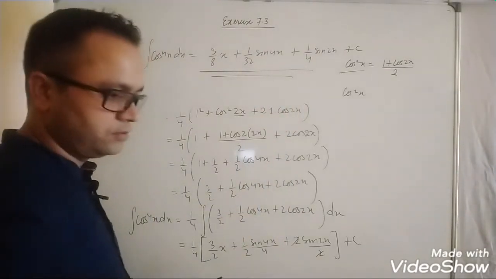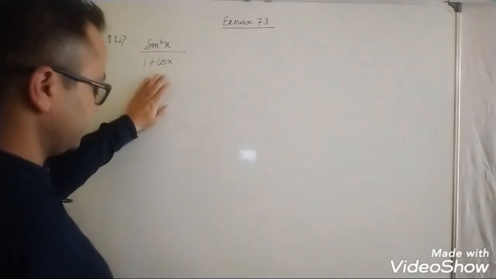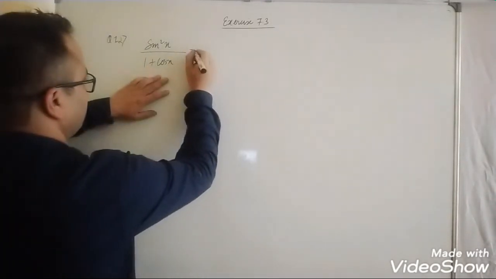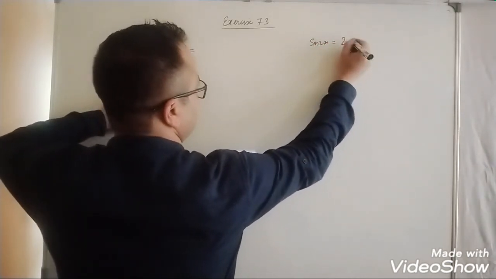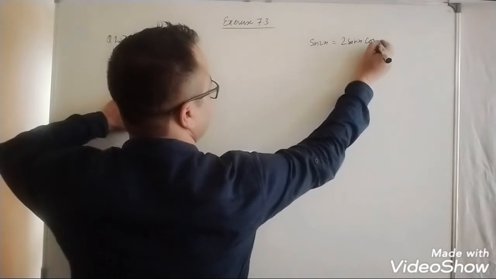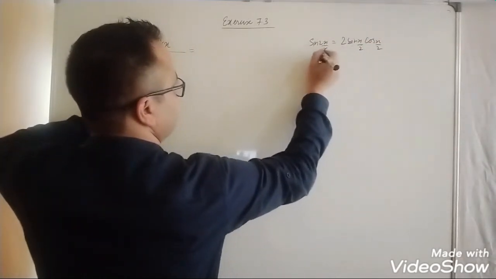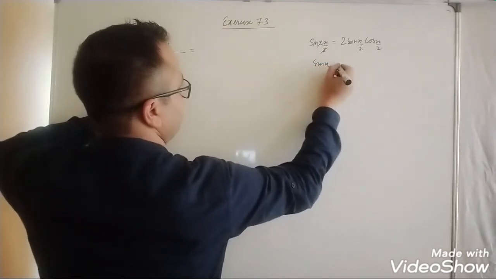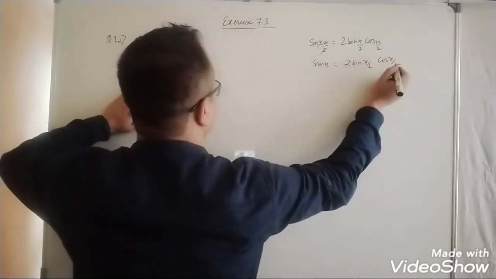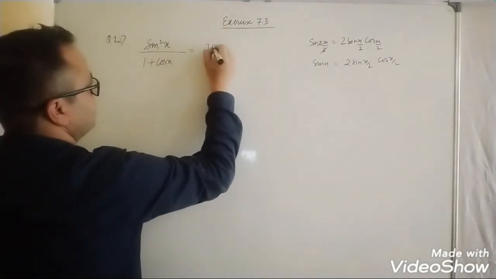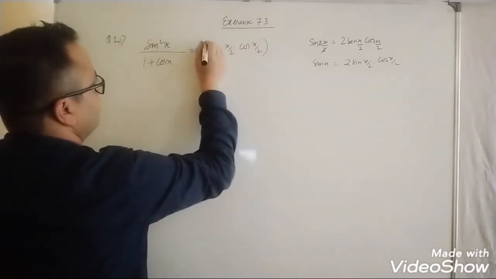Now move to question number 12. Okay, question number 12 is sin square x by 1 plus cos x. So first simplify it. What is the formula of sin square x? We know that sin 2x equals 2 sin x cos x. Now dividing by 2, sin x equals 2 sin x by 2 cos x by 2. So the formula of sin square x is (2 sin x by 2 cos x by 2) whole square.